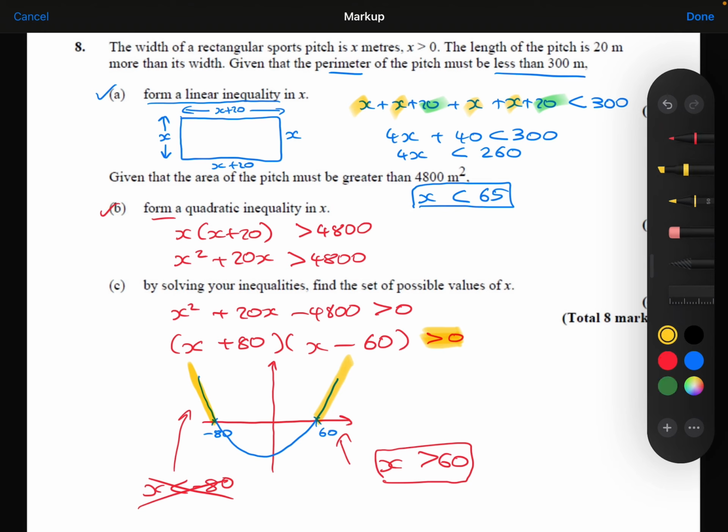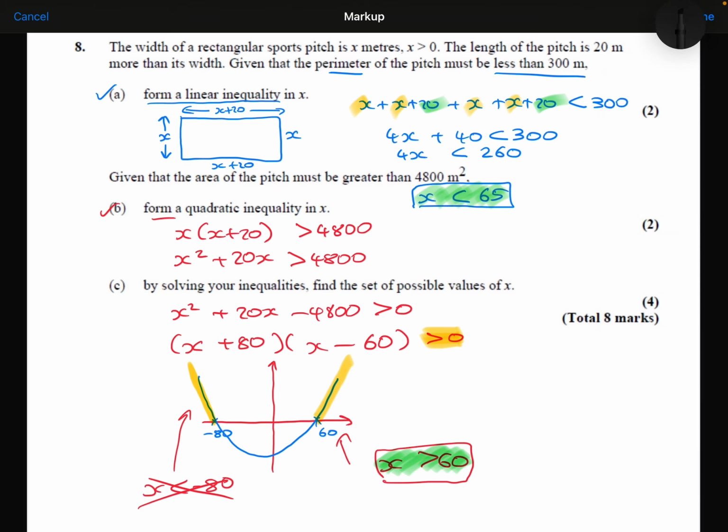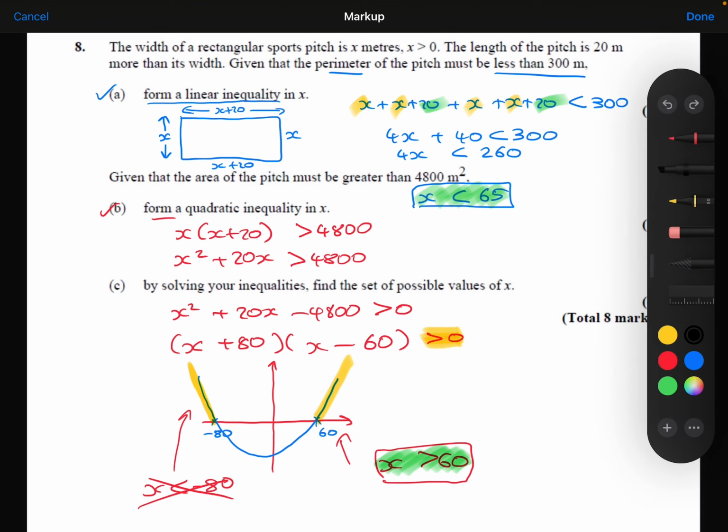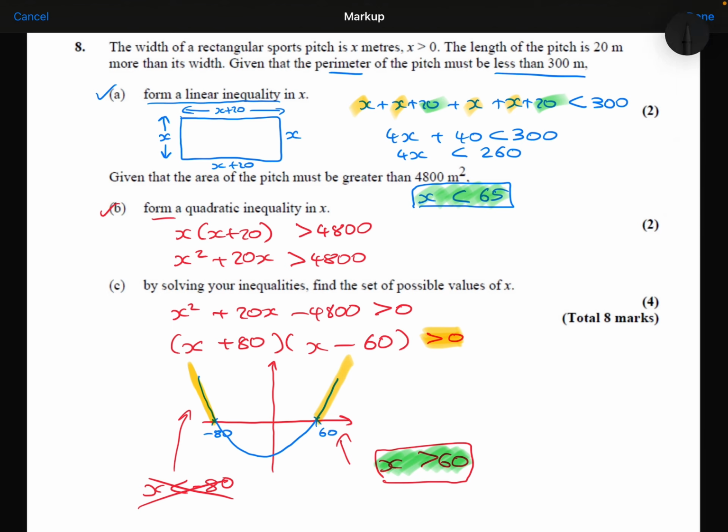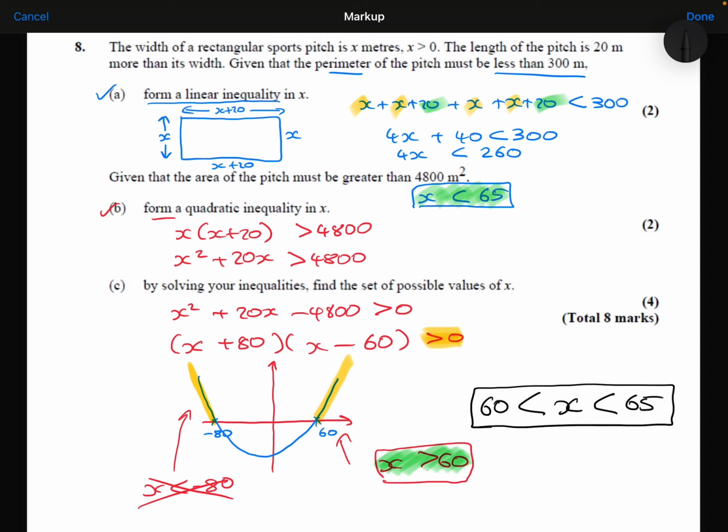But I need to also consider that x has to be less than 65, because the perimeter has to be less than 300. So I need to put both of those answers together. So x has to be bigger than 60, so the area is bigger than 4,800, but it also has to be less than 65 so that the perimeter is less than 300. So those are the sets of possible values of x.